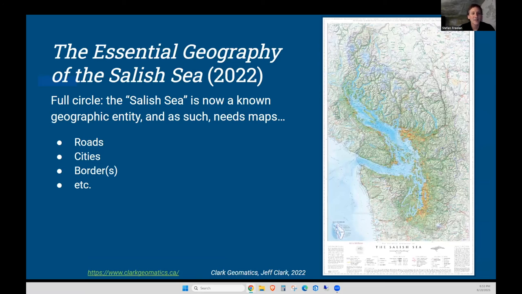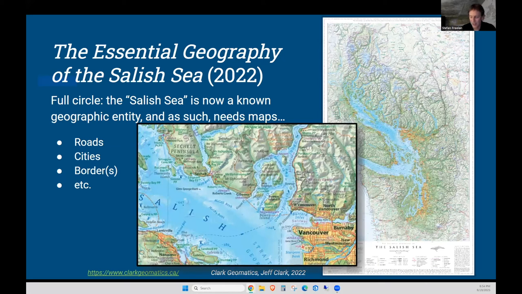More recently, Jeff Clark up in Vancouver produced this map, The Essential Geography of the Salish Sea. Again, the same basic boundary I'm using. Phenomenal piece, beautiful. This is a poster you can buy. I encourage you to hang it on your wall. Unbelievable amount of work. Super text heavy. So this is more of a classic map. I'd say the bathymetry is a little dull, but that's cartographic style.